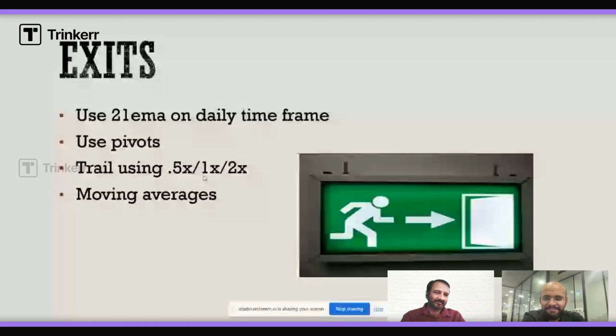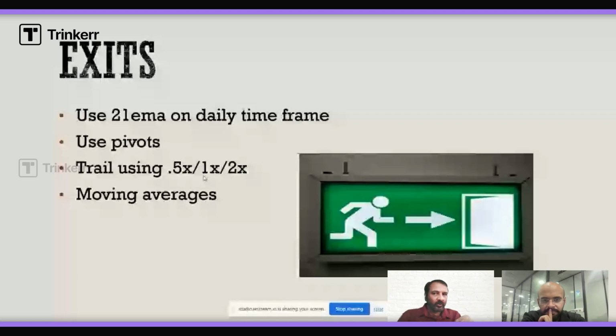Now, exits. Very, very important. People tell you anybody can enter. Where will you exit? These are the ways you can exit. 21 EMA on daily time frame, not MA. 21 EMA on daily time frame is a very good way of exiting stocks. You can also use pivots if you want to trade very close.